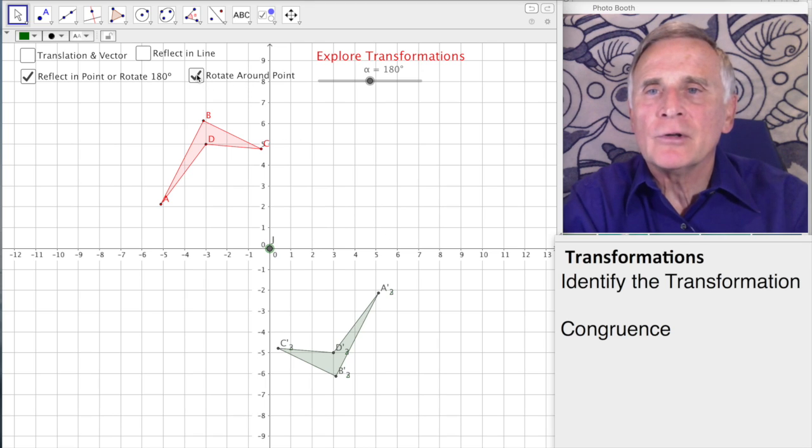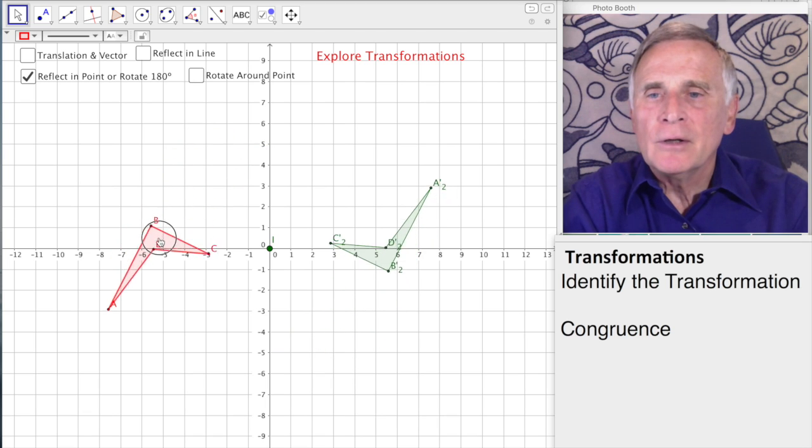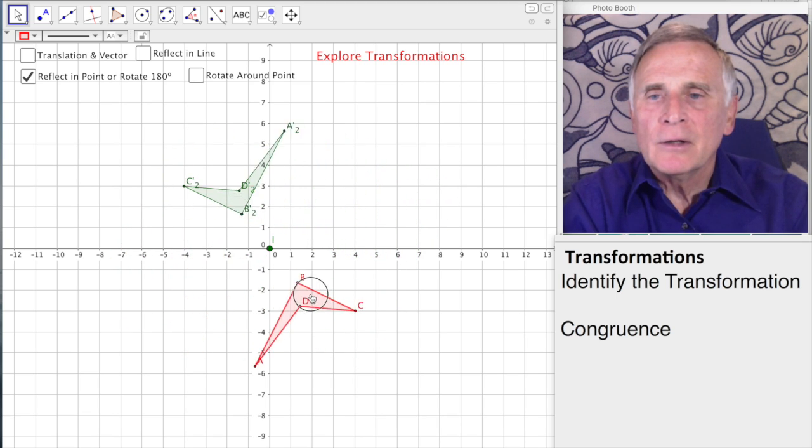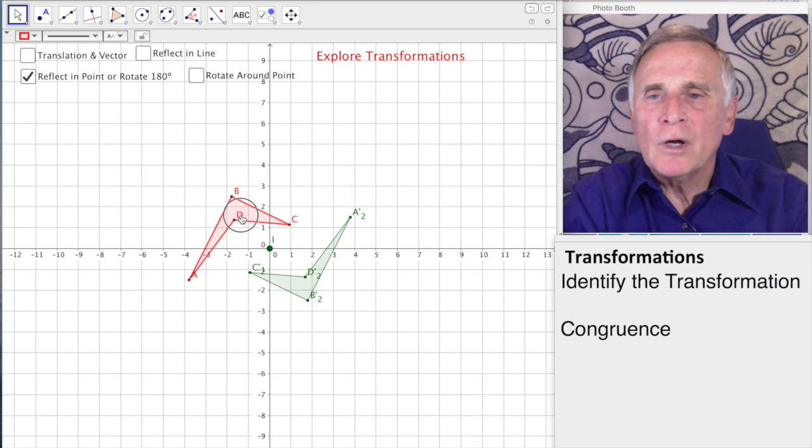So I'm going to turn the rotation off and reflect through a point. Notice position-wise what happens.